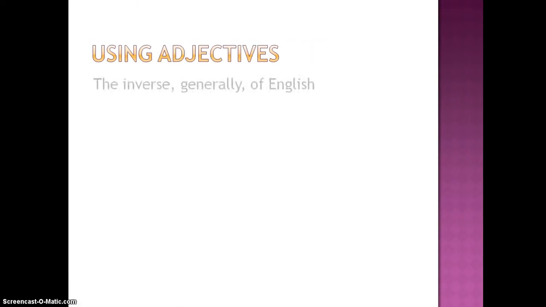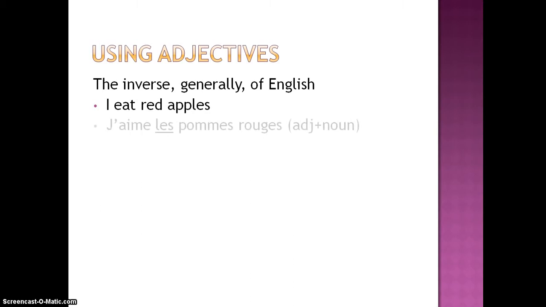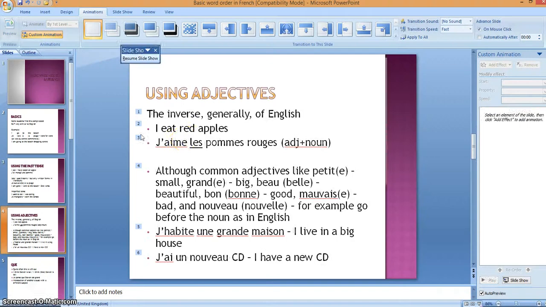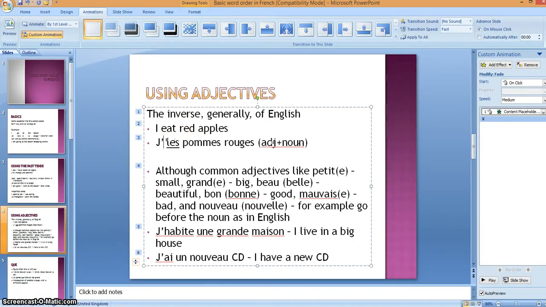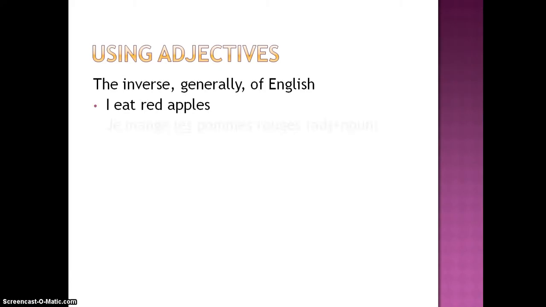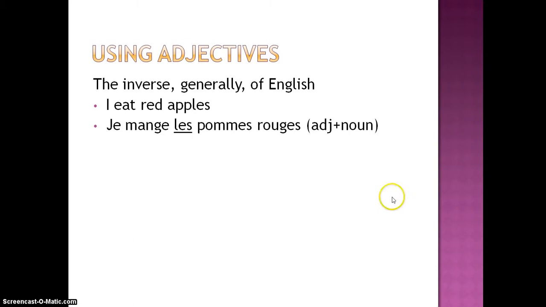When you're using adjectives, it's the inverse of the English generally. I eat red apples, so we swap the apples and red around. We add les in here. I put I like red apples. I don't know why I put I like red apples. Let's just change that to je mange. I think I was going to do I like, but I want you to see the je form of the word. So I eat red apples. Je mange les pommes rouges. So we've inverted the adjective rouge with the noun pomme, apples. If you know how you do your agreements with adjectives, that also helps as well. But the position is after the noun.